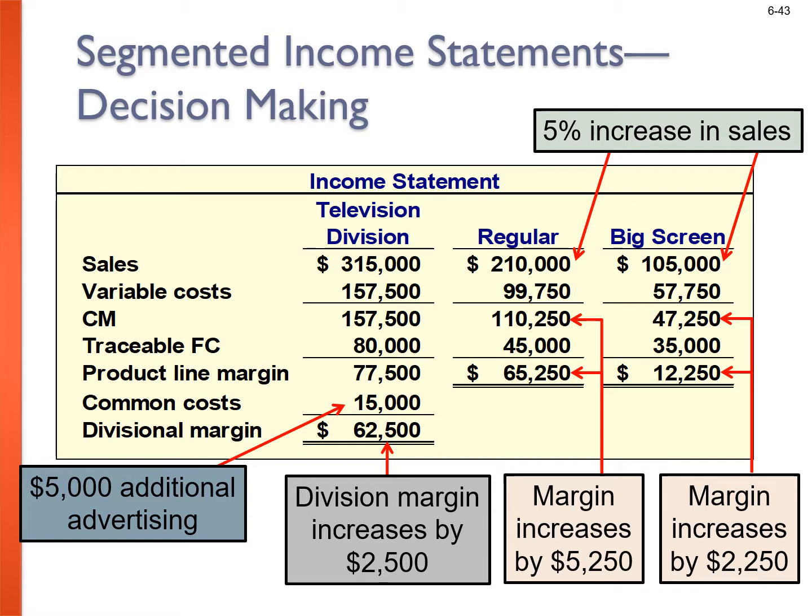But now we're going to add $5,000 more in additional advertising. What effect does this have by increasing the sales and the advertising? The divisional margin amount will increase to $62,500. So all we're demonstrating here is that you can use this to create assumptions, such as changes in sales or increasing advertising, and then determine what the result would be.